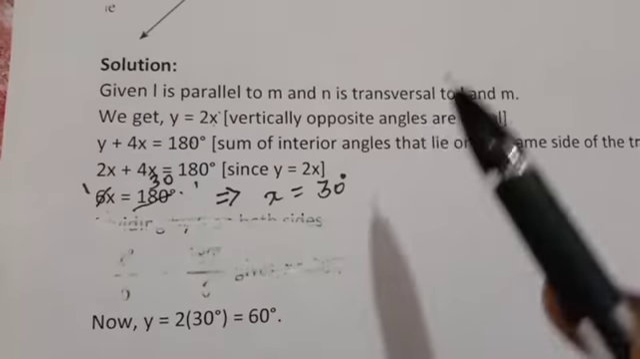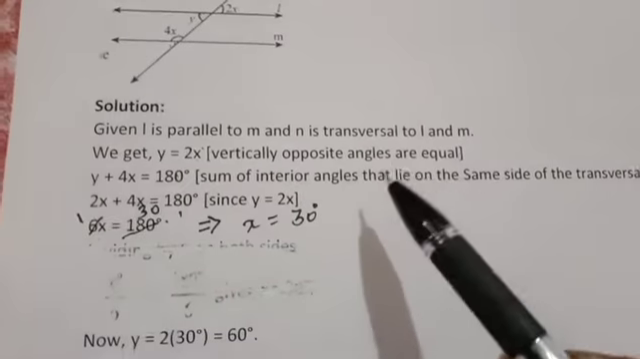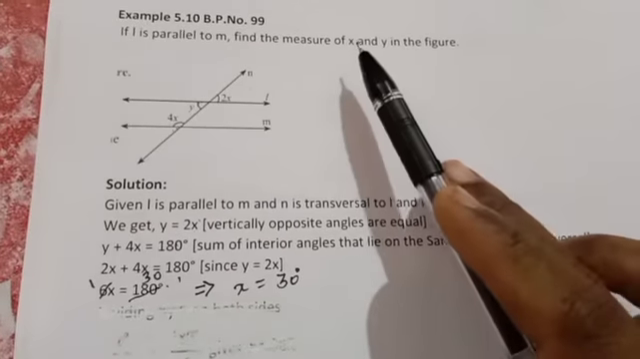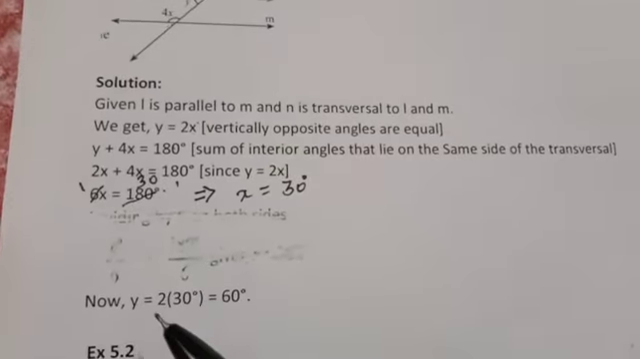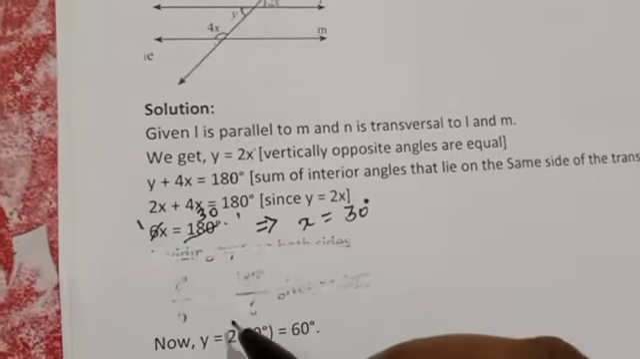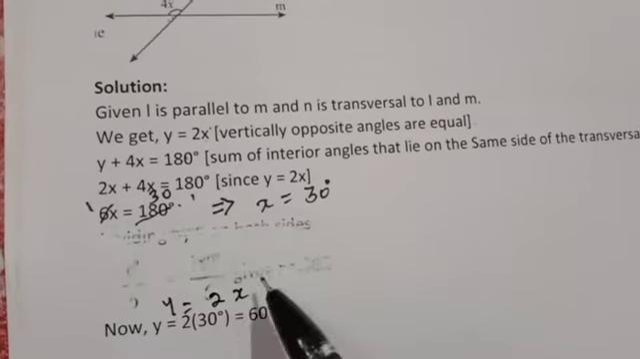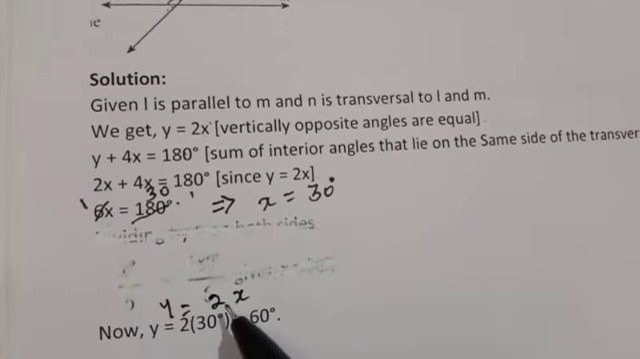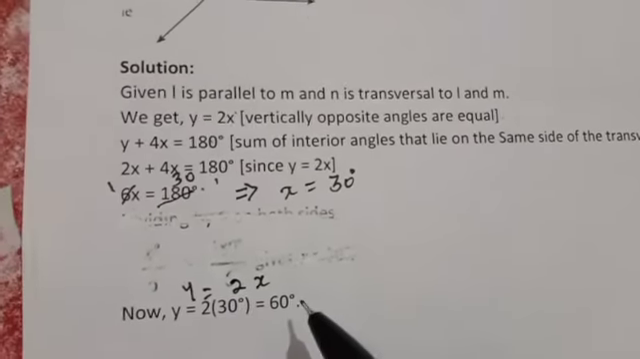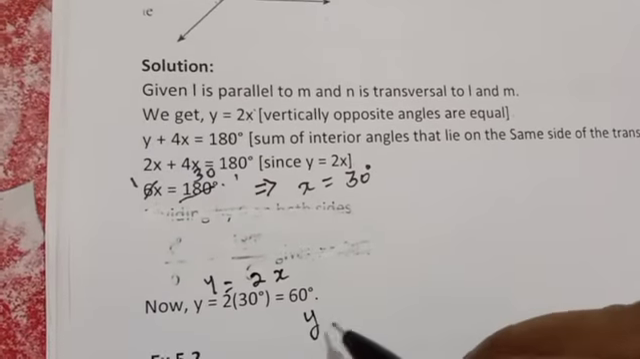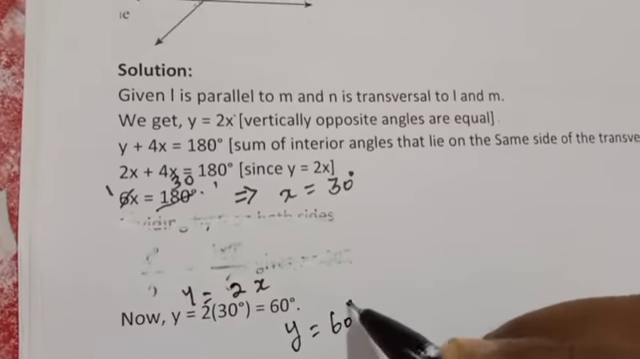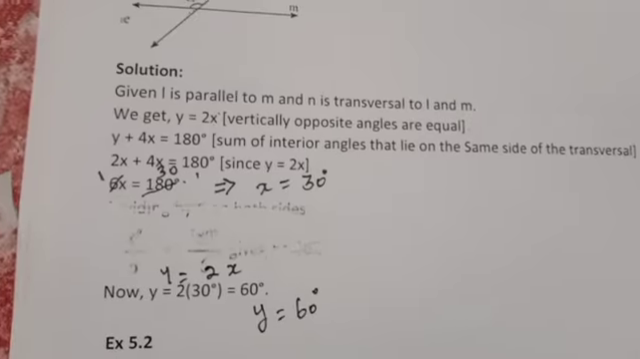Students, now we want to find the y value. In this question, we want to find x and y values. We know y is equal to 2x. So y is equal to 2 into 30 degrees. 2 into 30 is 60 degrees. Therefore, y is equal to 60 degrees.